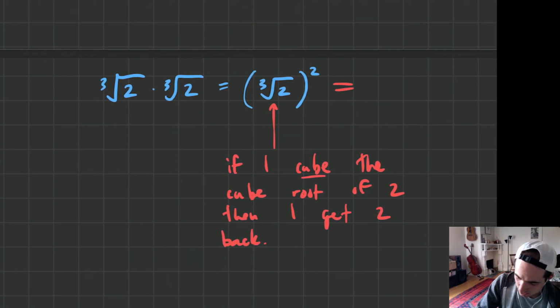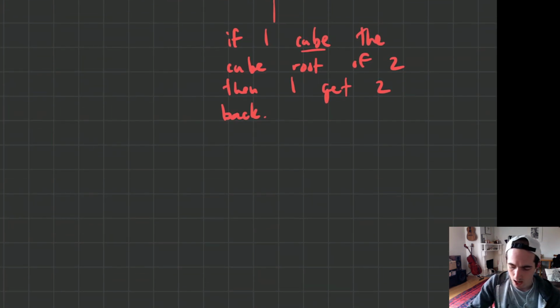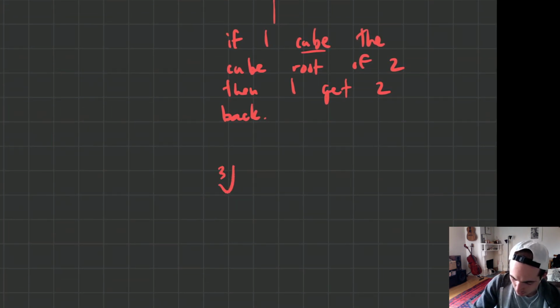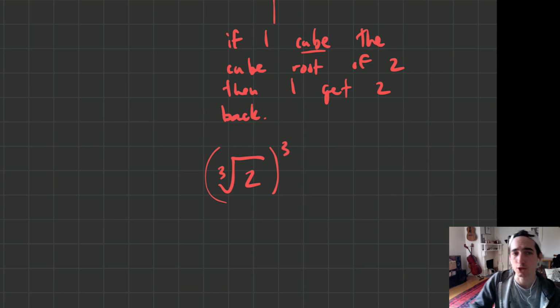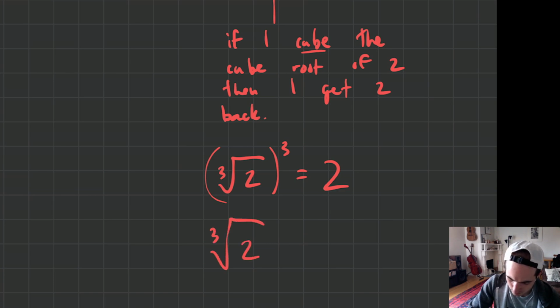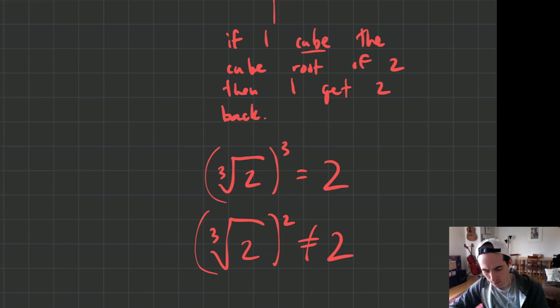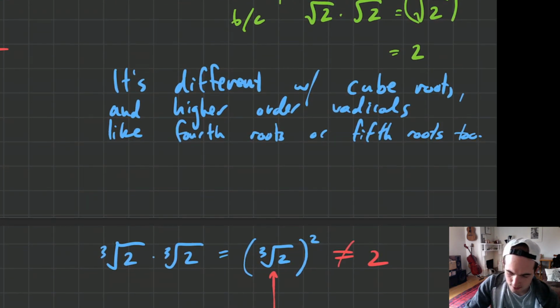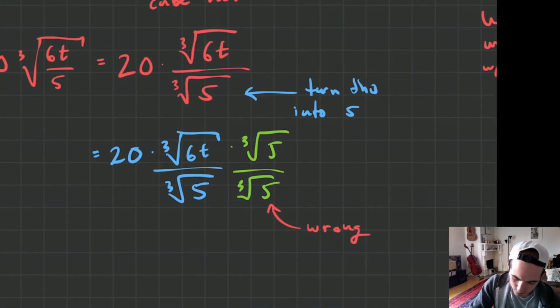So this is not equal to 2 anymore. I need the cube root of 2 to the power of 3. If I cube the cube root of 2, this is equal to 2. But the cube root of 2 squared is not equal to 2. We have to cube the cube root in order to cancel out that radical. And that's what's going on here.